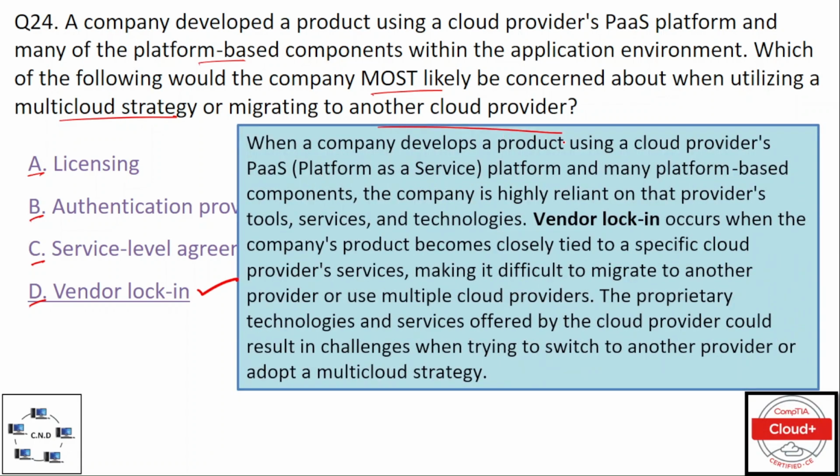So when a company develops a product using a cloud provider's PaaS, that is platform as a service platform, and many platform-based components, the company is highly reliant on that provider's tools, services, and technologies. Vendor lock-in occurs when the company's product becomes closely tied to a specific cloud provider's services, making it difficult to migrate to another provider or use multiple cloud providers. The proprietary technologies and services offered by the cloud provider could result in challenges when trying to switch to another provider or adopt a multi-cloud strategy.